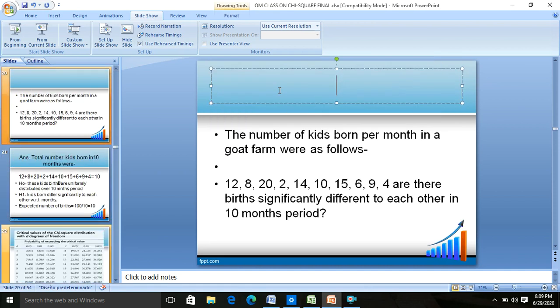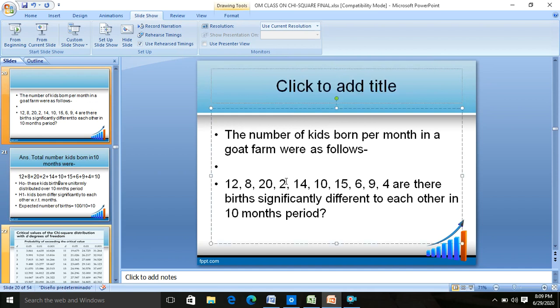Now, suppose there is a question. This question is based upon the chi-square test of goodness of fit. The question is: the number of kids born per month in a goat farm were as follows: 12, 8, 20, 2, 14, 10, 15, 6, 9 and 4. Are the births significantly different from each other?